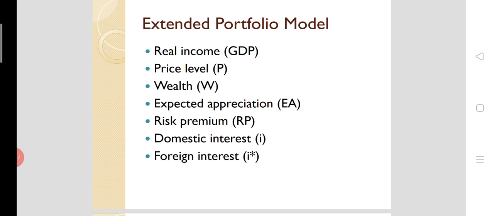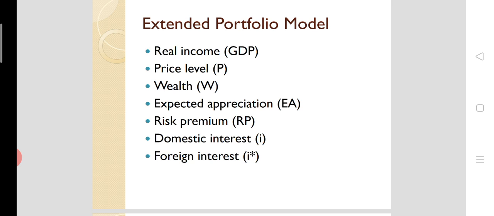In the extended portfolio balance model of the exchange rates, we consider the factors driving the portfolio adjustment. The factors determining the portfolio are real income, represented by real GDP. Second one is price level, represented by P. Third one is wealth, that is W. Fourth one is expected appreciation of the domestic currency, represented by EA. Fifth one is risk premium.